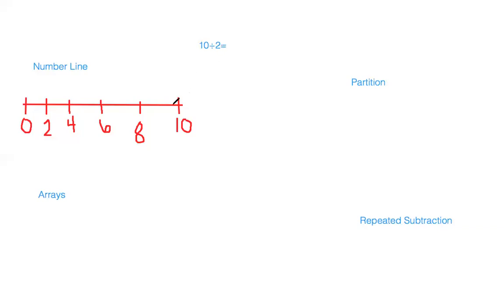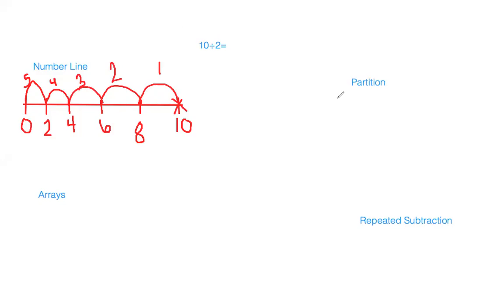So with 10 divided by 2, I'm going to start at my 10. And then I'm going to do skips back of 2 until I get to 0. So here's 1 skip, 2 skips, 3 skips, 4 skips, and 5 skips. And so I know 10 divided by 2 is 5 because I skipped back by 2 from 10 all the way to 0, and that took me 5 different skips, and you can see those jumps here.